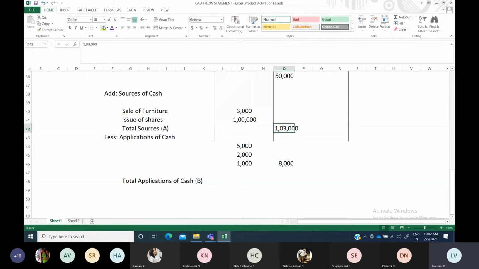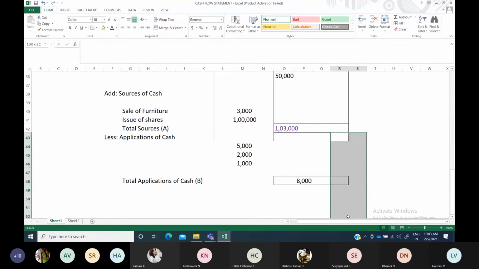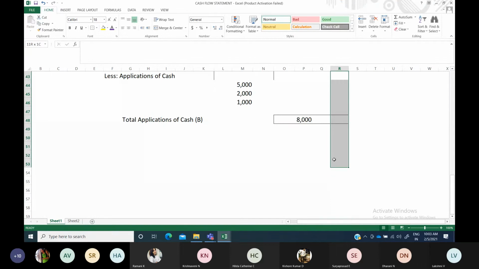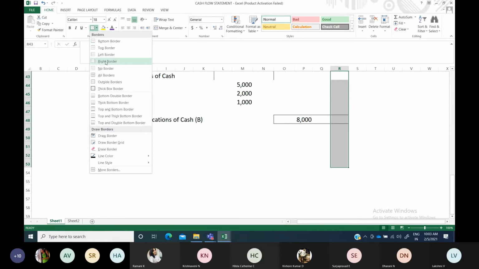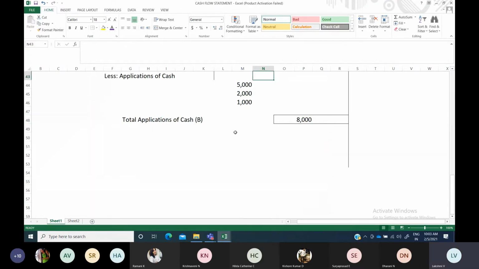Okay, so this amount, you have to draw those lines, all those things you have to adapt. Total sources, similarly, total applications, suppose 8,000 or 1 lakh, whatever that amount might be. Whatever amount you are getting after doing your problem, you should mention here. So like this, you will do the working for everything.